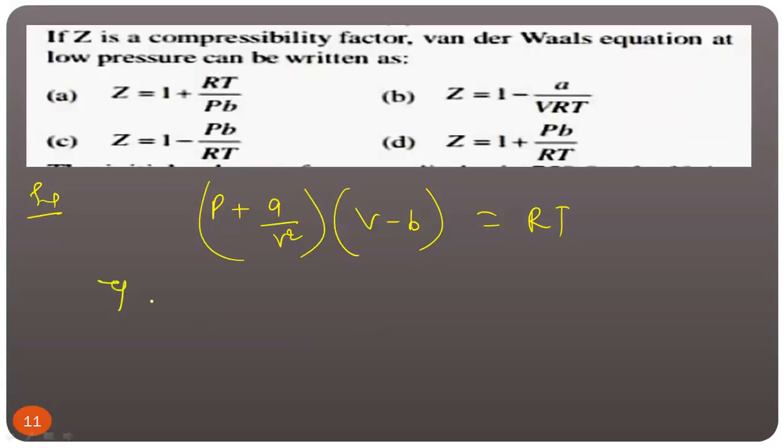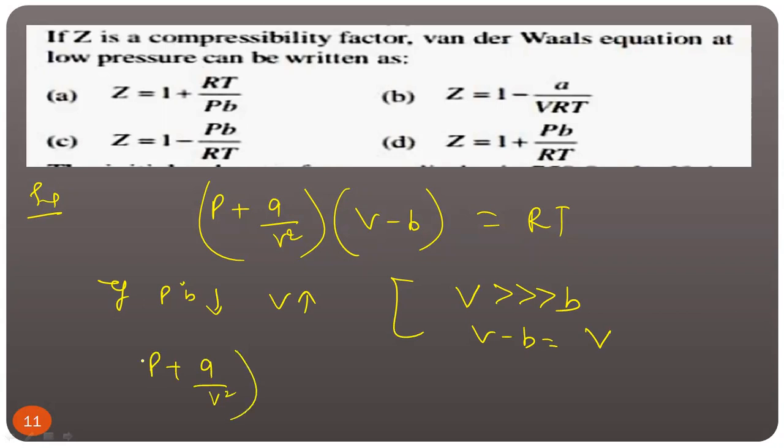Acha. If pressure is low, then volume is high. This is volume, this is not velocity. What does that mean to say? That means V is very, very high compared to this b. So V minus b is equal to V. Yes, we can write this. So we will write P plus a upon V square into V is equal to RT. Can I write like this? Batao isko. Yes, sir, you can. Now multiply karo. Now multiplying this, PV plus a by V is equal to RT.